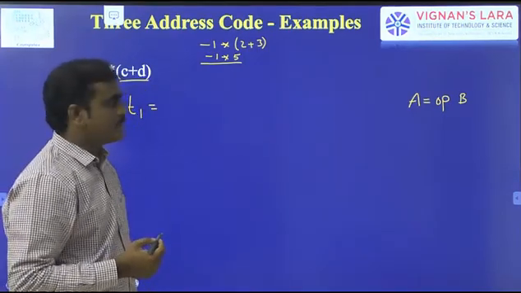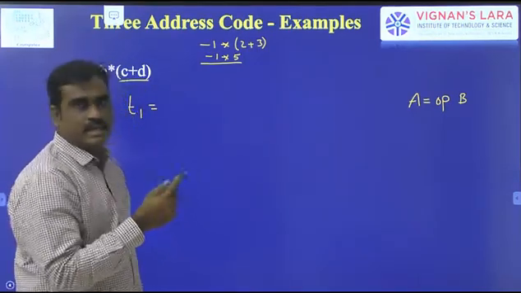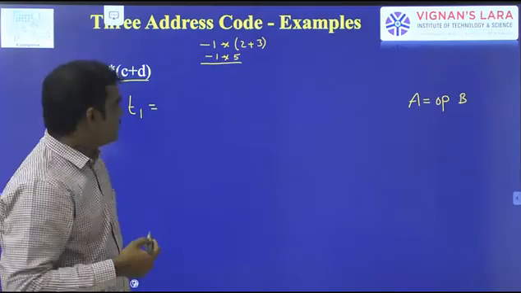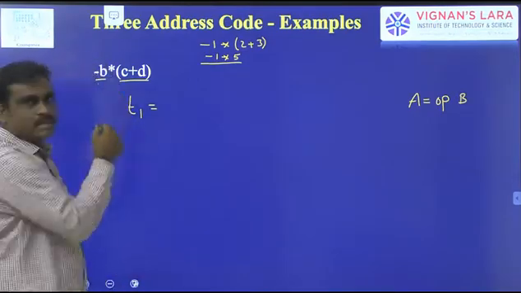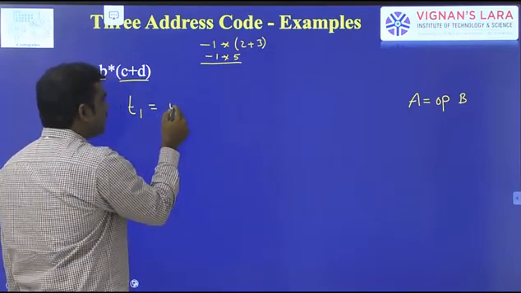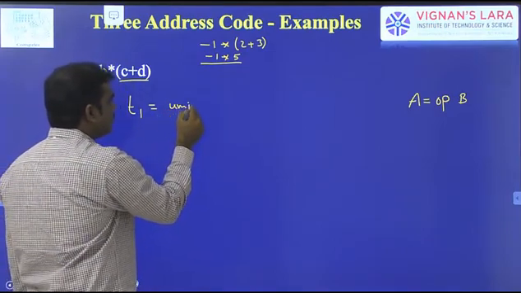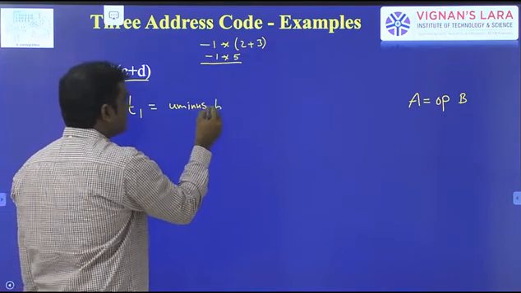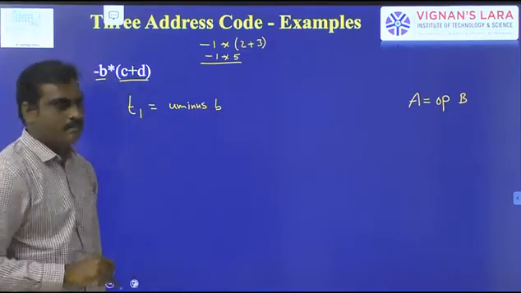A equal to unary operator B. Single operator and single operator. In the same way here you can write minus B, otherwise you can write unary minus B. Minus B.